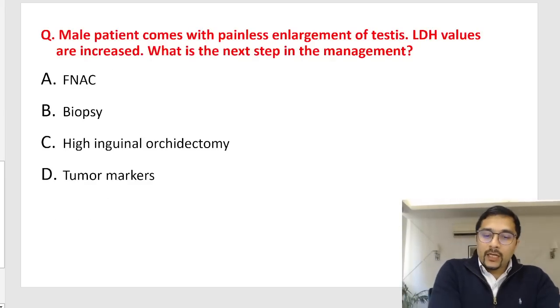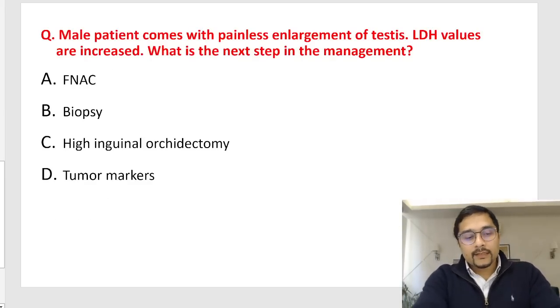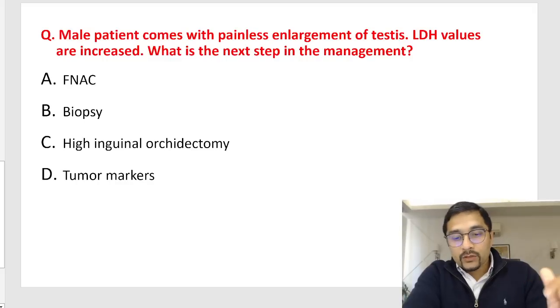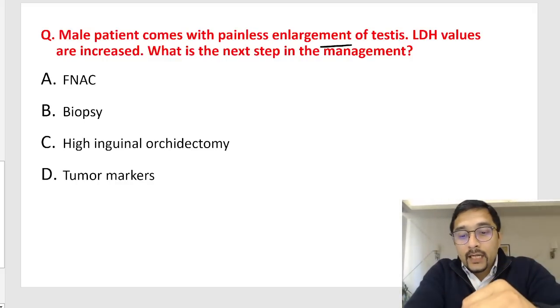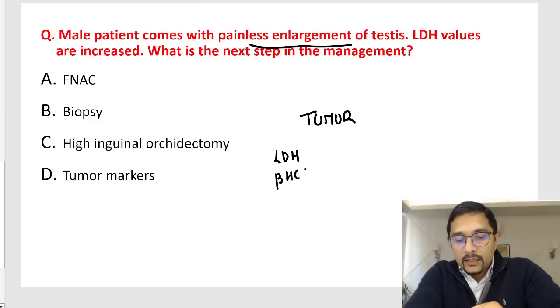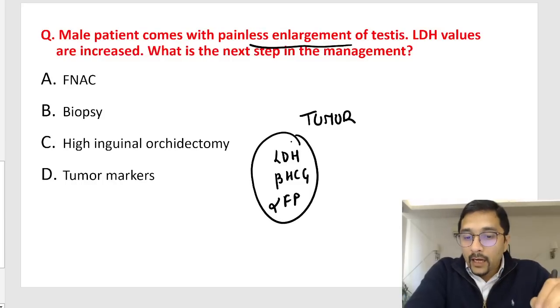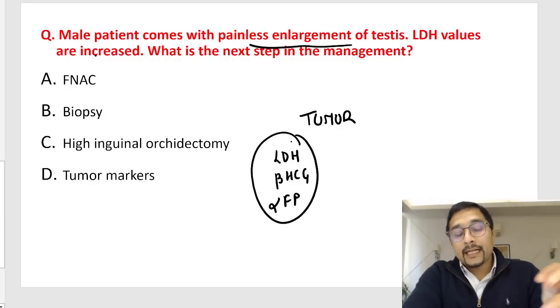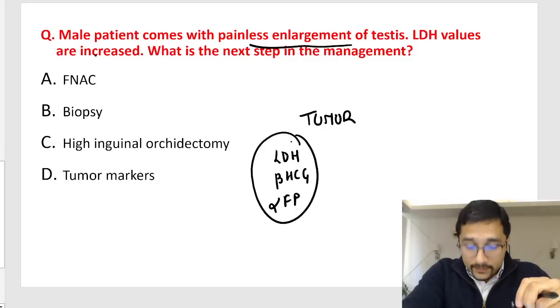A male patient comes with painless enlargement of the testis. LDH values are raised. What is the next step in management? I told you, painless enlargement of the testis, we should always suspect a tumor. And there are 3 tumor markers in testicular tumors: LDH, beta HCG, and alpha fetoprotein. These are the 3 tumor markers which we measure. So here the LDH values are also increased.